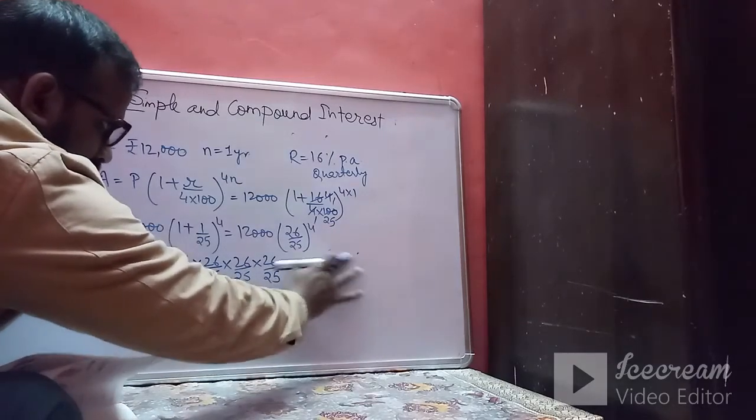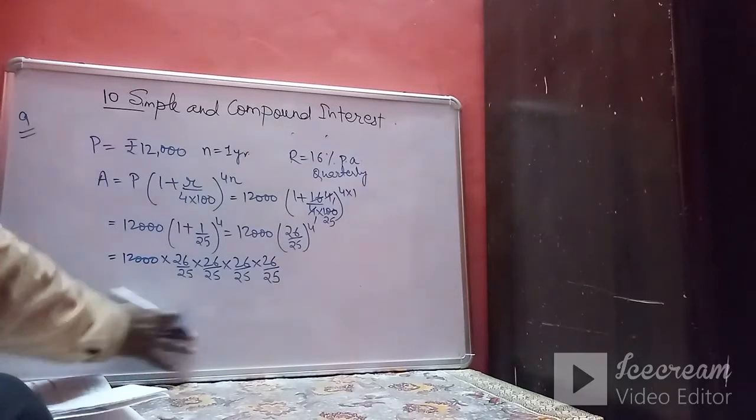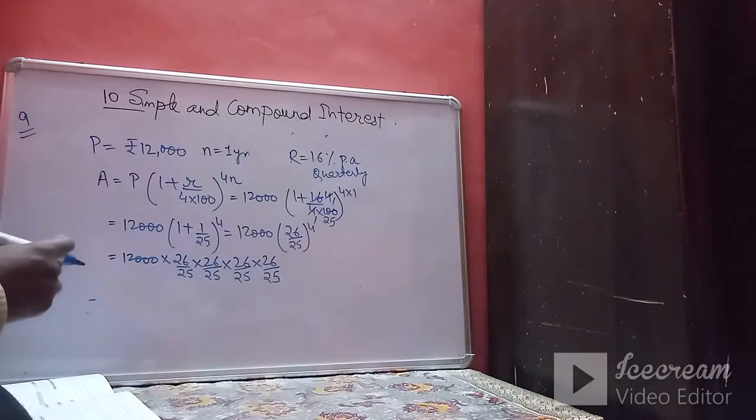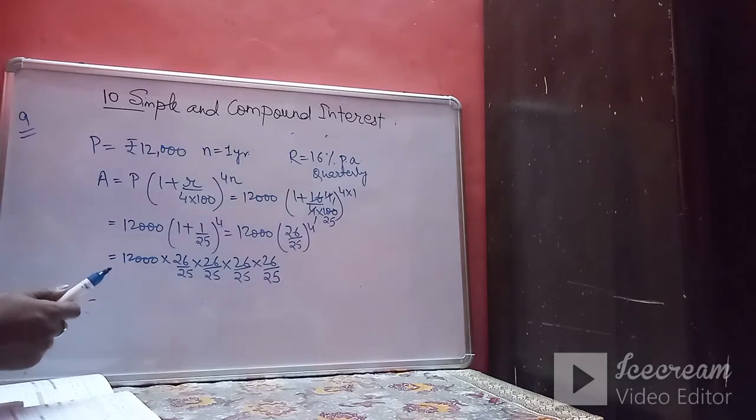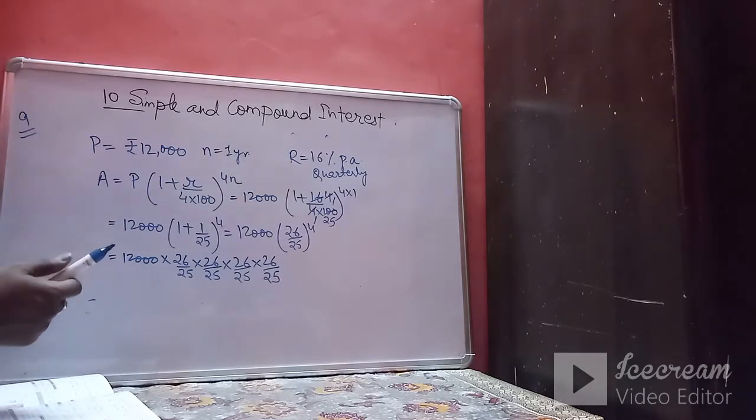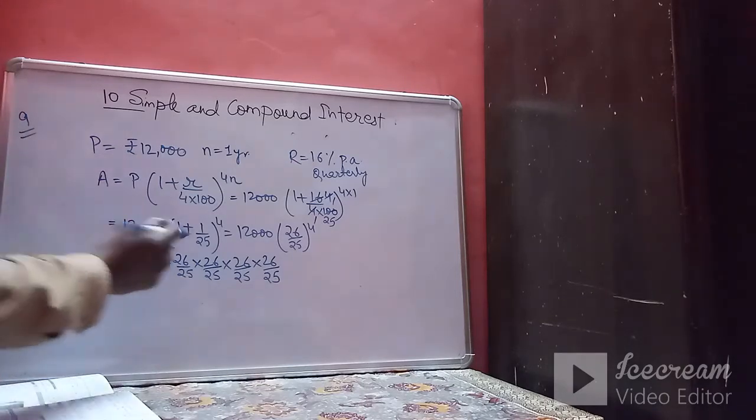Now the disadvantage of the formula method is that whenever the value of n increases, like above 2, as in this case you can see we have to calculate the power of 26 four times, then we have to divide it. So in these types of questions it is advisable that you use the simple interest method. But if we have to solve it using the formula method, then let's solve it.